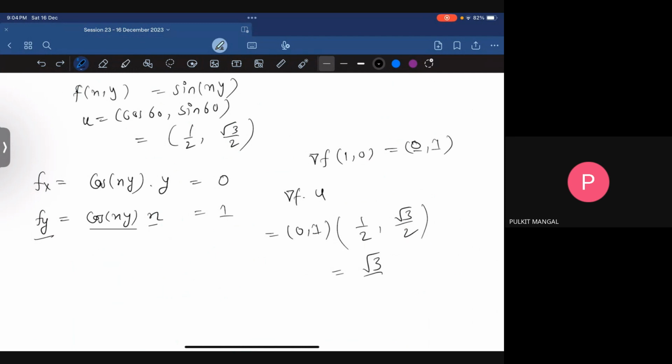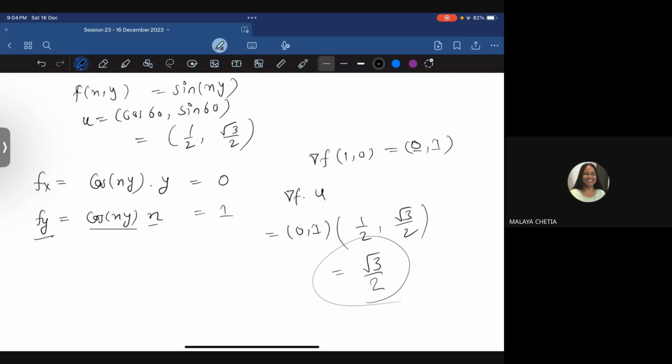Any other doubt? Okay, Malaya, what's your doubt? Sir, what is the answer? Root 3 by 2 or root 3 by 4? Root 3 by 2 would be the answer. Okay, sir.